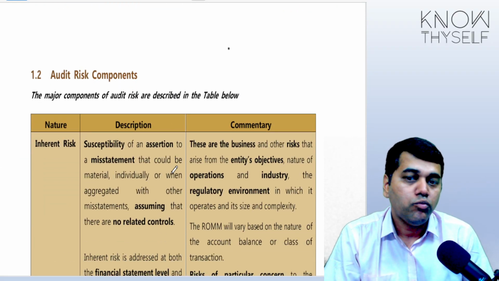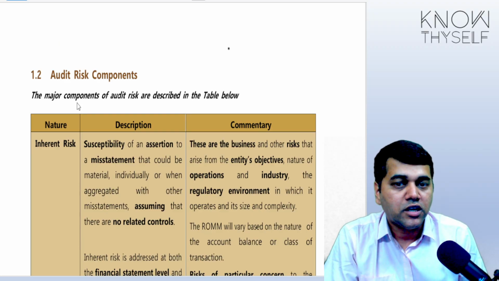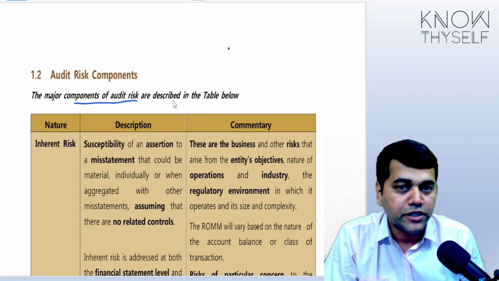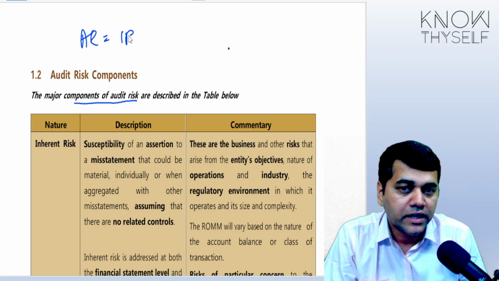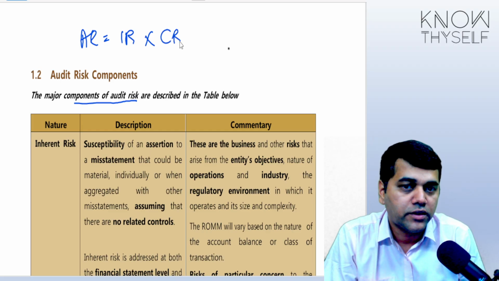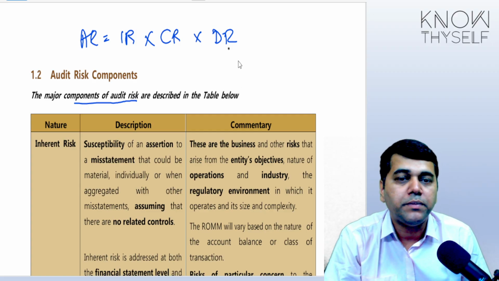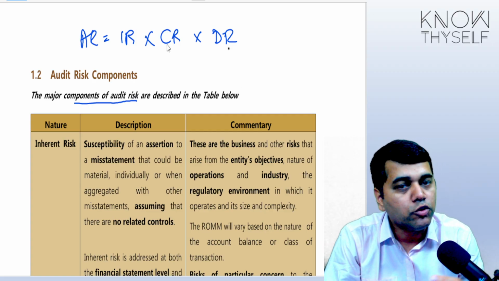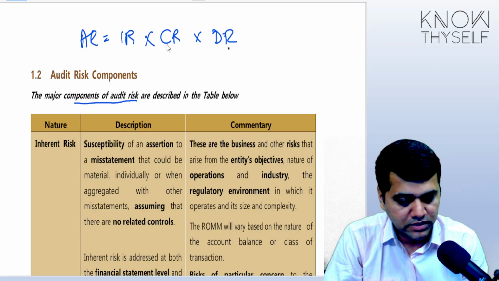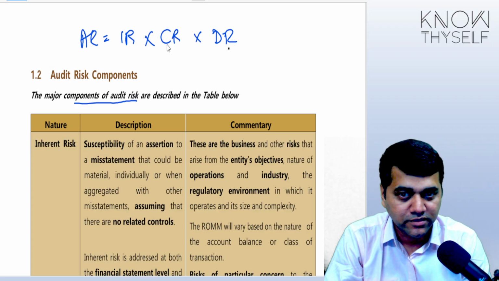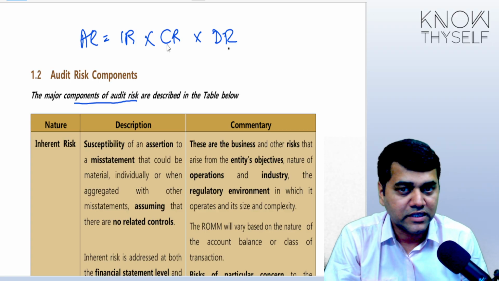Yes. So now, what are the components? The components of audit risk are defined into three. Audit risk is nothing but inherent risk, control risk, detection risk. Now again, let me go back to the previous example, students, where I told you that you take an umbrella in the rainy season. See, it works like this.